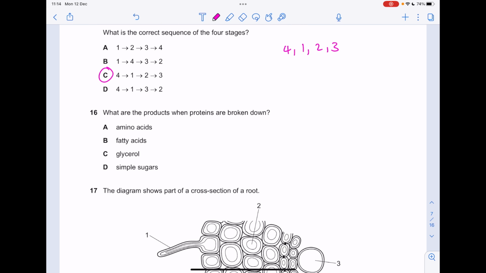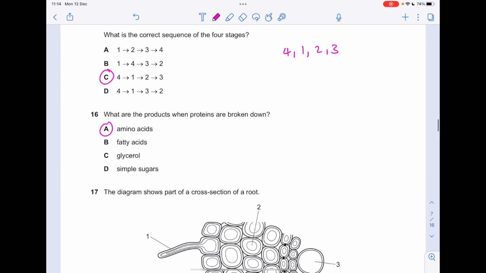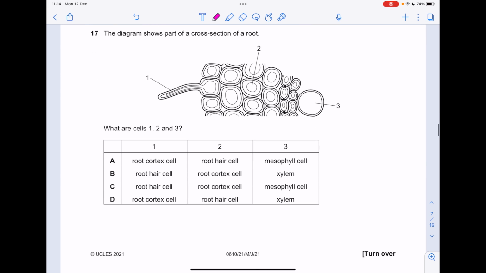What are the products when proteins are broken down? Well, proteins are broken down by protease into amino acids. The diagram shows part of a cross-section of a root. What are cells 1, 2 and 3? Look at this characteristic shape. It's a root hair cell. Then part 2, you've got the root cortex cell. And then lastly, remember that water is going to move into the xylem and be transported up the stem. So this is the xylem. So the answer here is B.